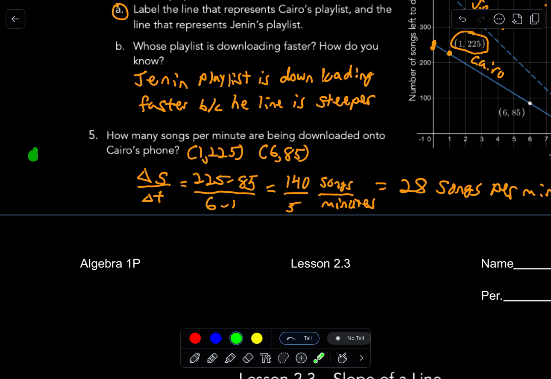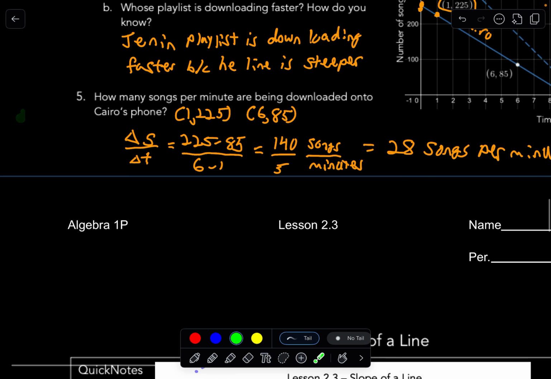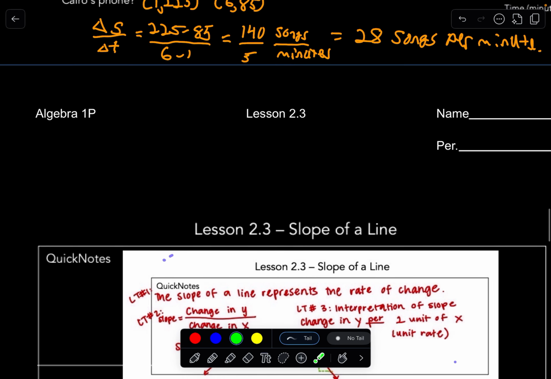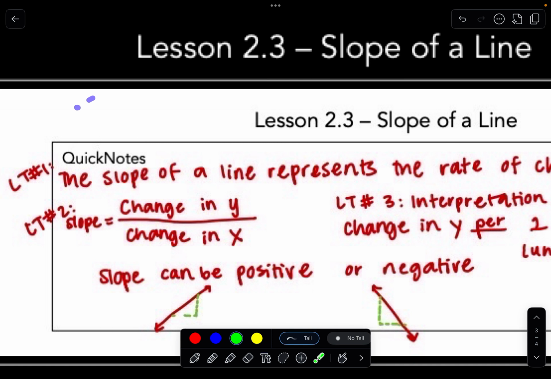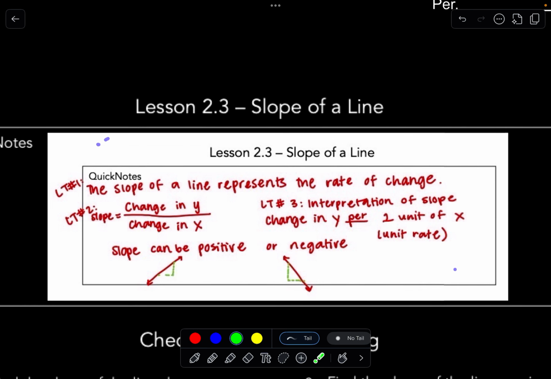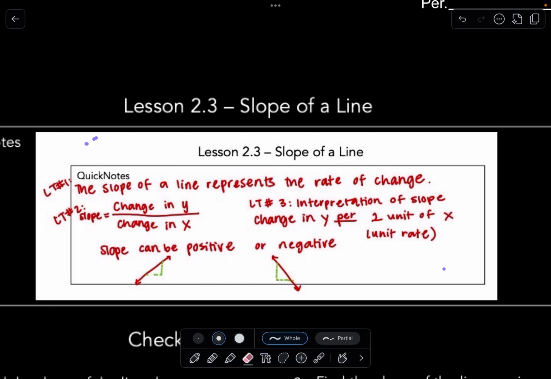So Janine's playlist, actually, they didn't actually ask you to note that, but that's what it is. All right, so write down this. These are the learning targets. Or not the learning targets, these are the quick notes. Pause this so you can write it down because I'm just going to keep going.